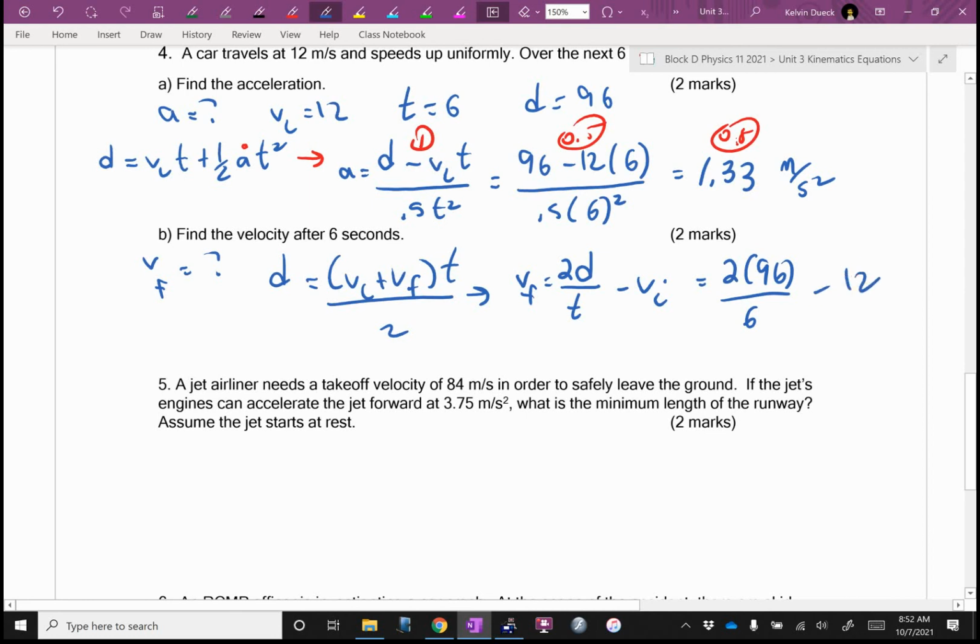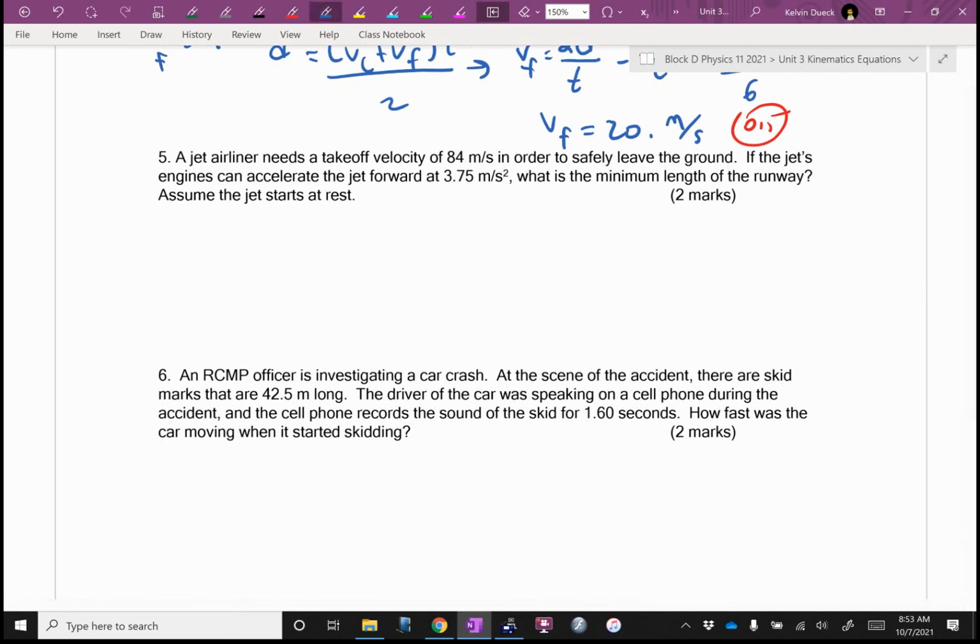minus 12. Do that one in your head, Mr. Dewick. Sure. It's going to be 96 divided by 3. I can do that in my head. That's going to be 32 minus 12. 20? Yeah. Meters per second. 1 mark. Sorry. Half mark. Half mark. Half mark. Okay.